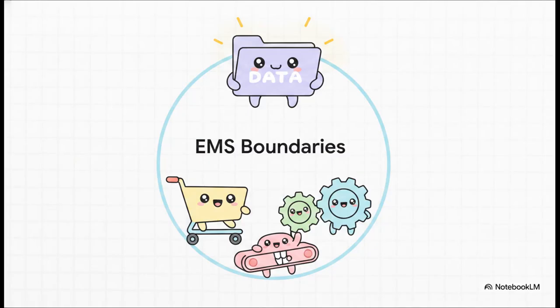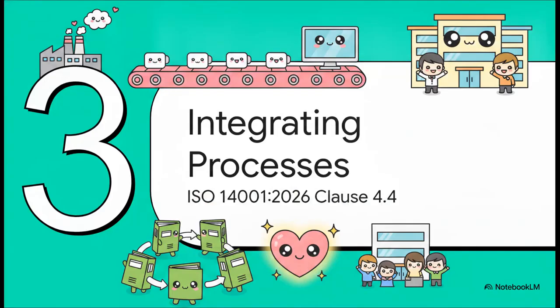To do this right, a truly accurate scope has to account for physical boundaries, like your actual buildings, organizational boundaries, like departments or joint ventures, operational ones like manufacturing, and even functional boundaries like strategic planning. If you cherry pick and leave out a procurement department or a specific manufacturing line, you're just feeding leadership incomplete, distorted data. Which brings us to Section 3, integrating processes under Clause 4.4.